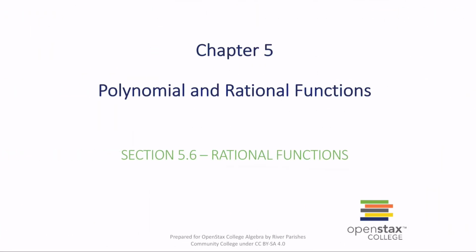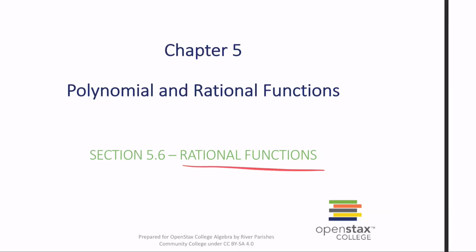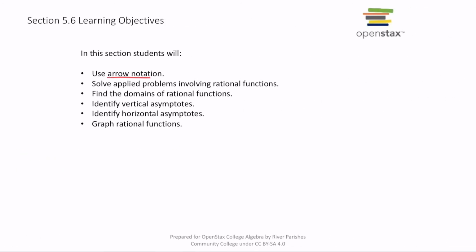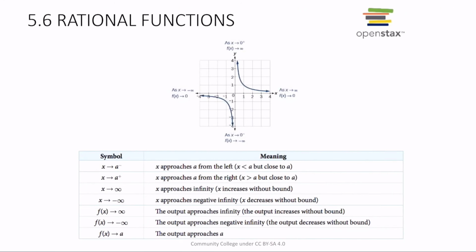Next, let's talk about the last topic, rational functions. So in this section, we'll talk about arrow notation. We'll solve applied problems involving rational functions. We'll find the domains of rational functions, identify the vertical and horizontal asymptotes, and finally graph the rational functions.